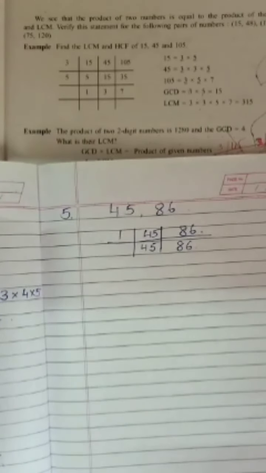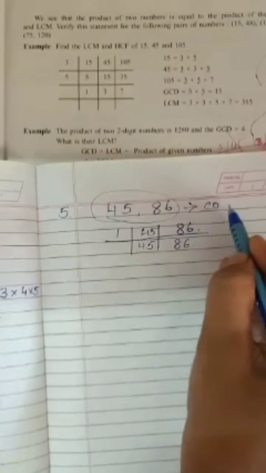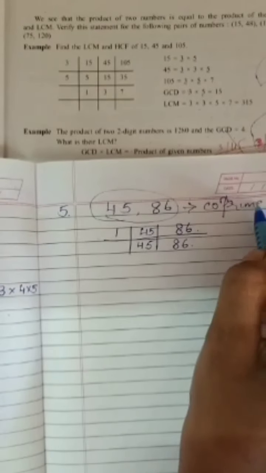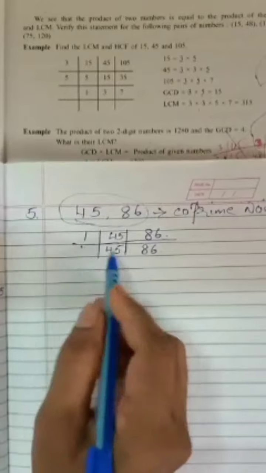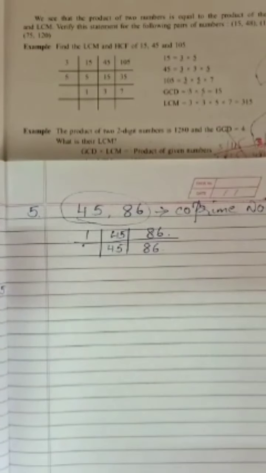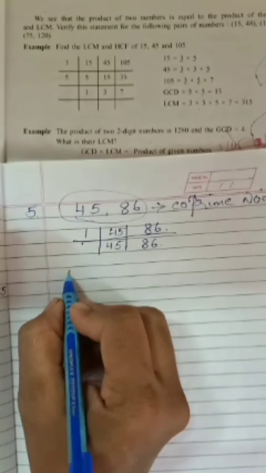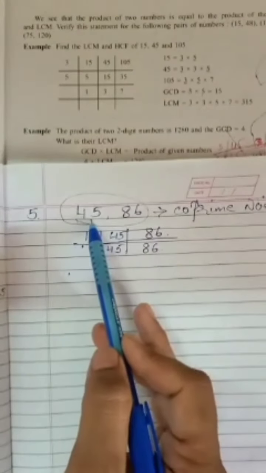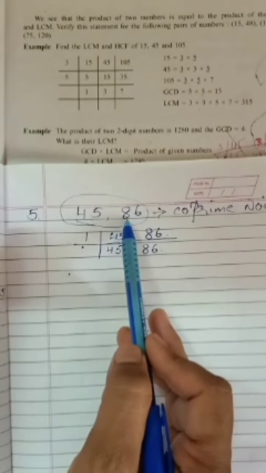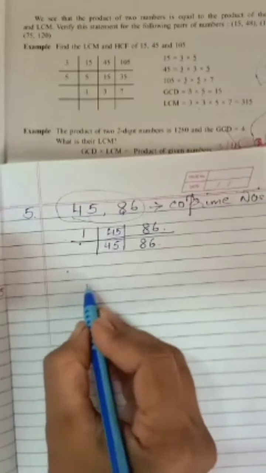So we have got only 1 as the common factor. Where the common factor for both the numbers is 1, they are said to be co-prime numbers. These two numbers are co-prime numbers. So the LCM for two co-prime numbers is their product itself. So now what is the LCM here?